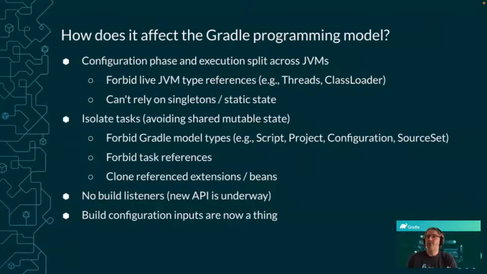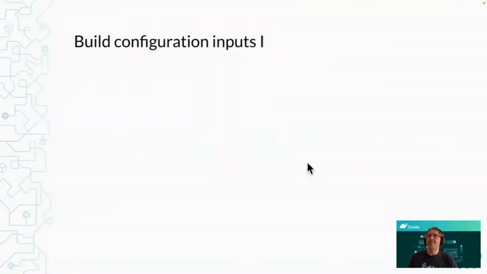And the next, very important implication is that build configuration inputs are now a thing. So now we have to care, or at least be aware, of how our build is interacting with the environment, so we can optimize and get fewer cache misses. That's the idea.